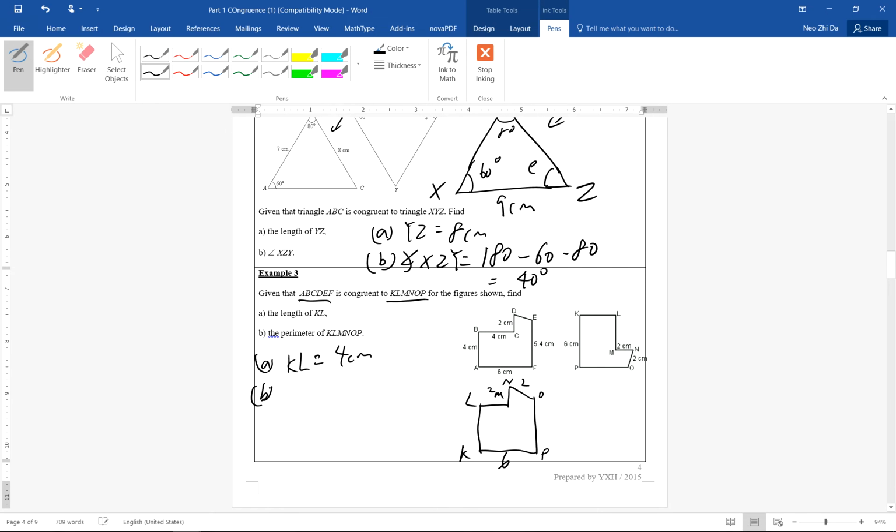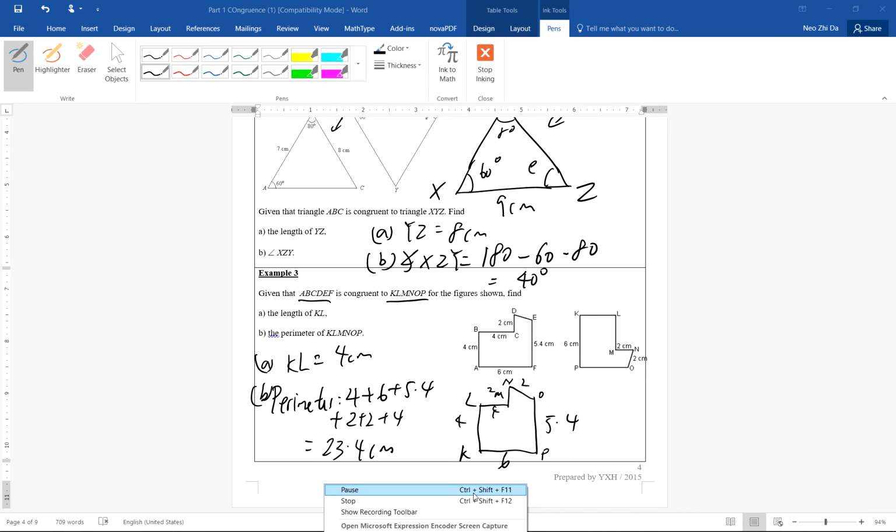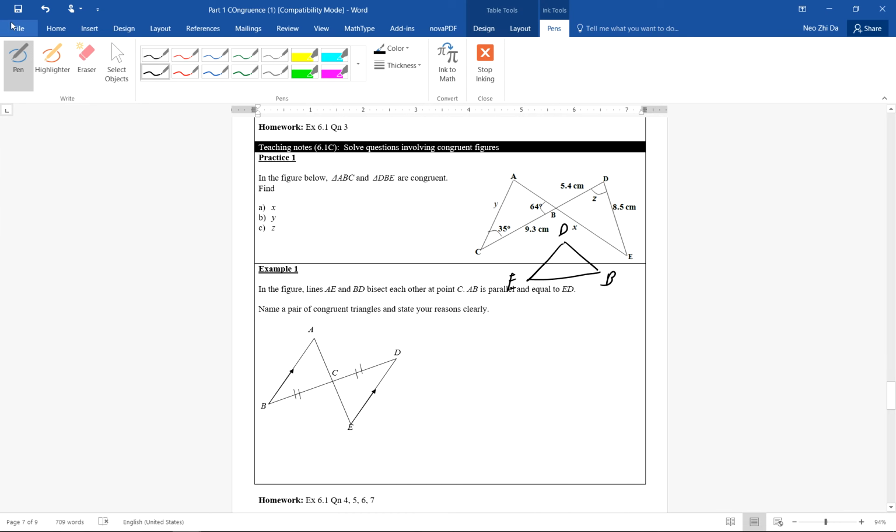For part B, the perimeter. This is 4, this is also 4, then 2, 2, 5.4. You just add up all of them together, and my answer is this. Okay, move on to the next question.